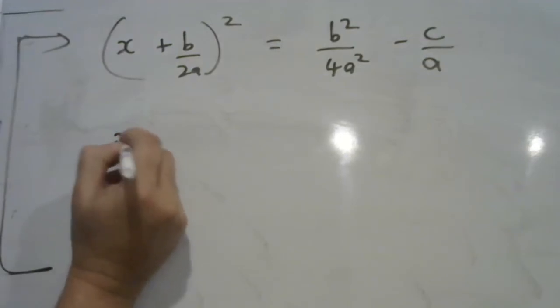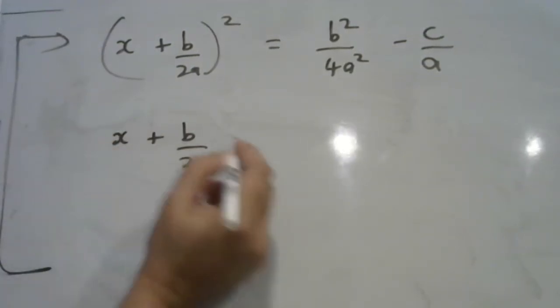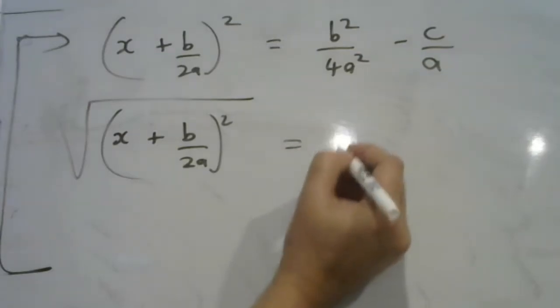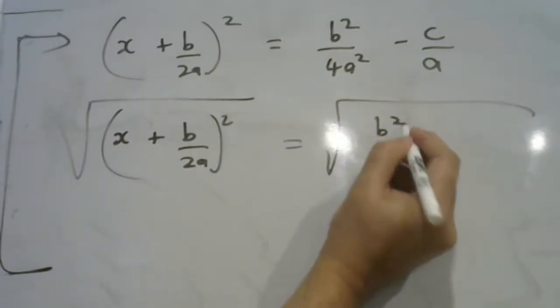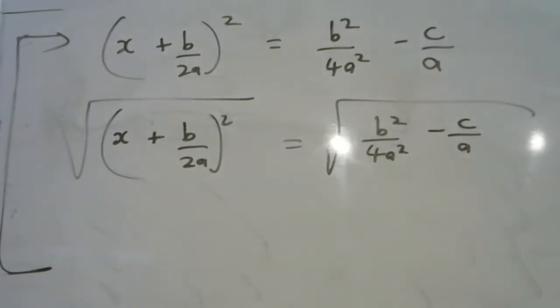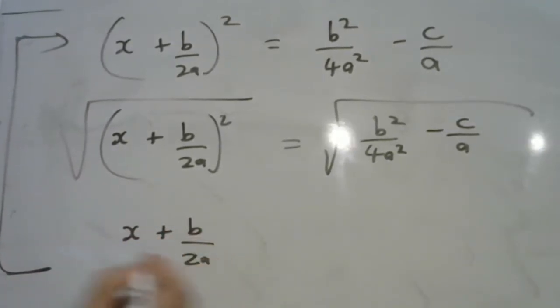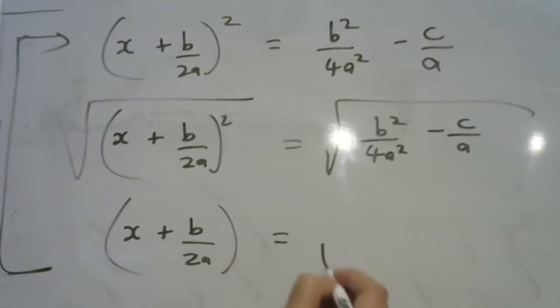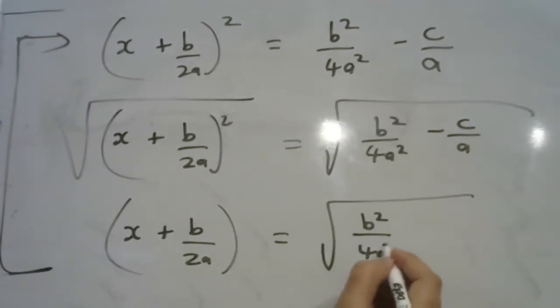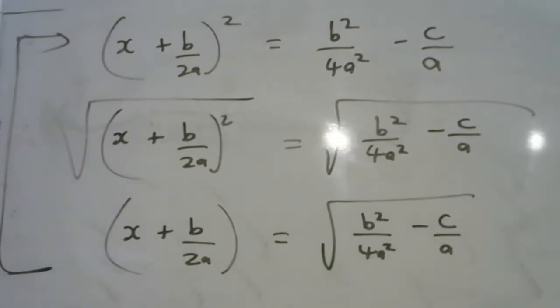So this becomes x plus b upon 2a, right? If you want me to put that square root sign here, is equals to the root of b squared upon 4a squared minus c upon a, right? So now this is the same as saying x plus b upon 2a is equals to the root of b squared upon 4a squared minus c upon a. Good?